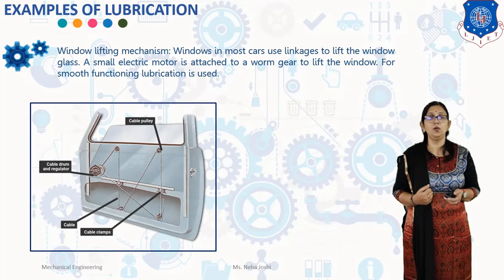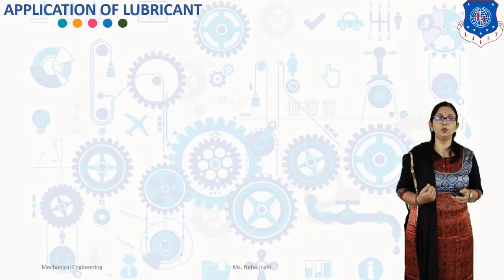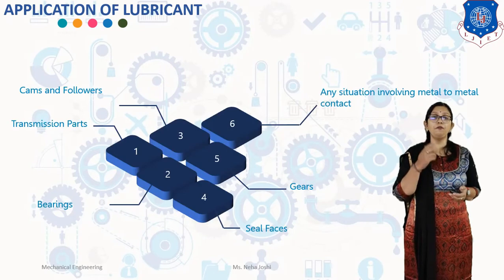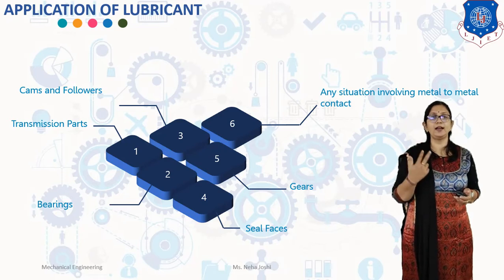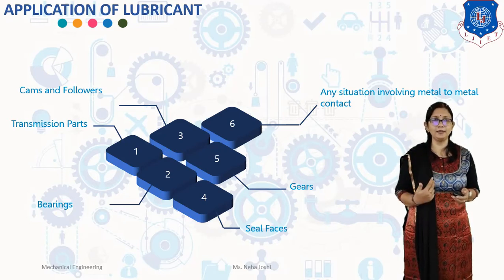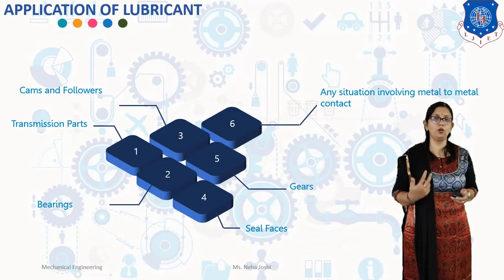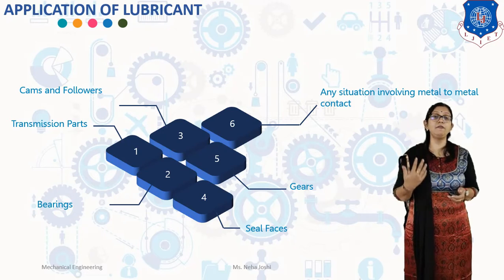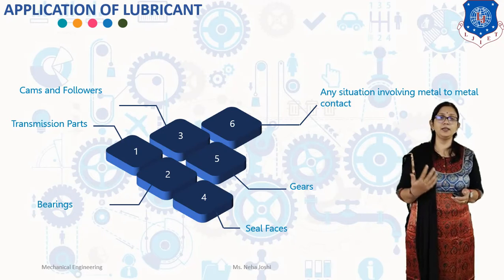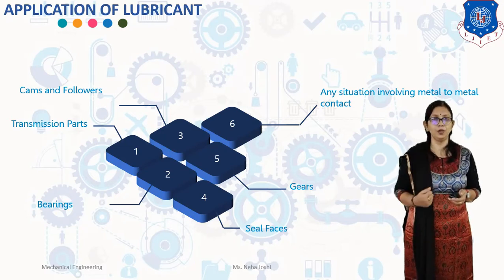Now, we will discuss the application of the lubricant. First application is between the transmission parts. And the second application is in the bearings. Third application, lubricants are used in cams and followers. Then the fourth application is seal faces, and the last application is any situation involving metal to metal contact.